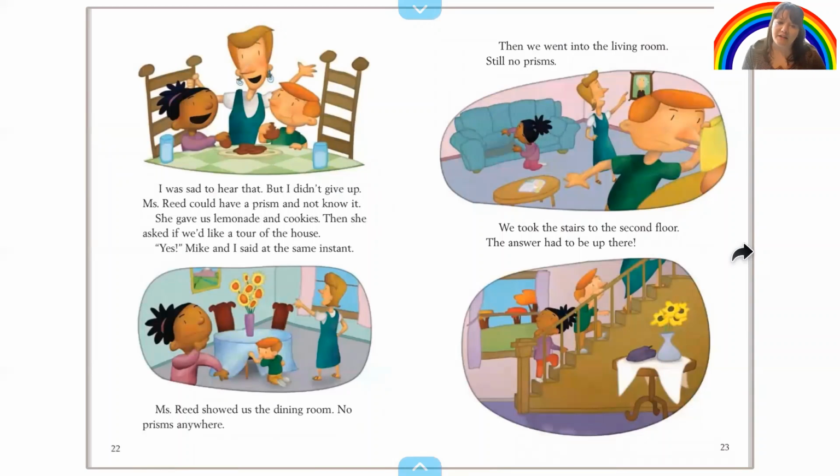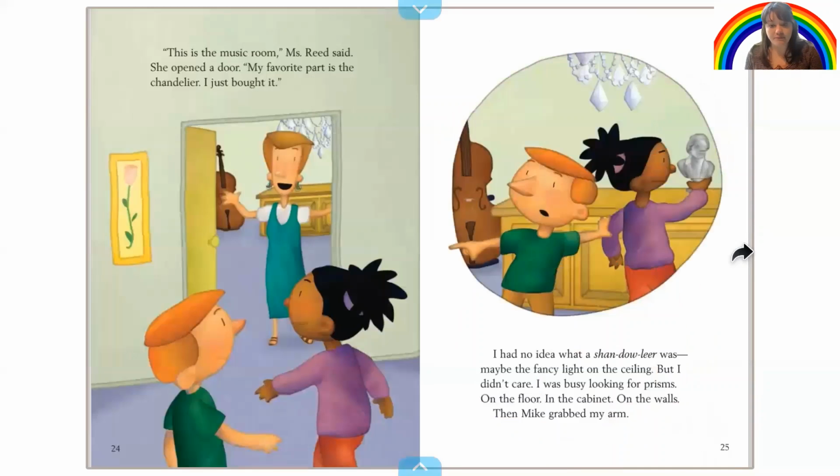I was sad to hear that, but I didn't give up. Miss Reed could have a prism and not know it. She gave us lemonade and cookies. Then she asked if we'd like a tour of the house. "Yes," Mike said in an instant. Miss Reed showed us the dining room. No prisms anywhere. Then we went into the living room. Still no prisms. We took the stairs to the 2nd floor. The answer had to be up there.